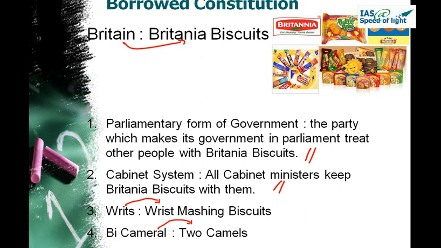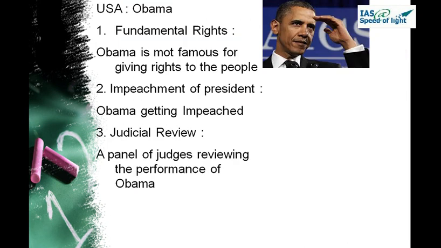If you remember, last time we related this wrist with the mug, okay? We were breaking the mug when we were remembering the Indian states in sequence of area. So now we are using it to mash the Britannia biscuits. So Britannia is Britain for us. So writs and bicameral, like two houses, two camels. There are two camels, we're standing in front of them and you are making them eat Britannia biscuit. So this is about the Britain, what all things we have borrowed from Britain.